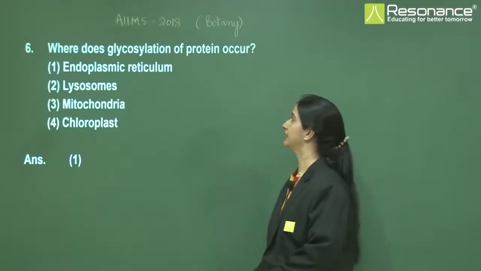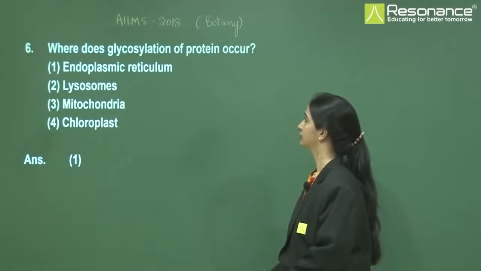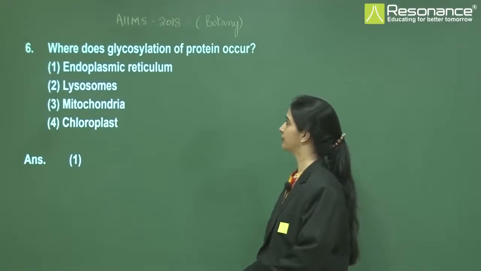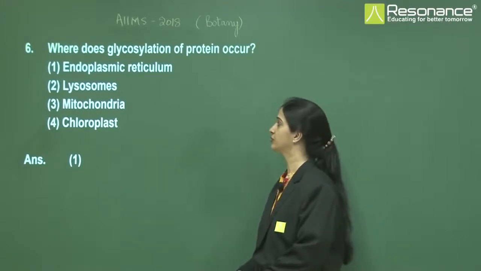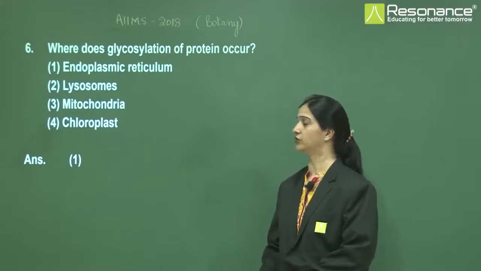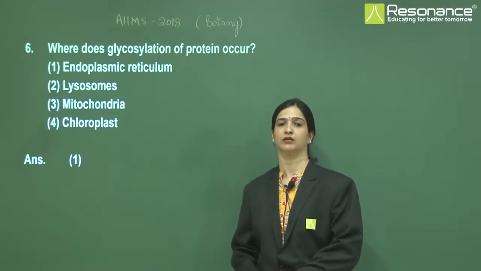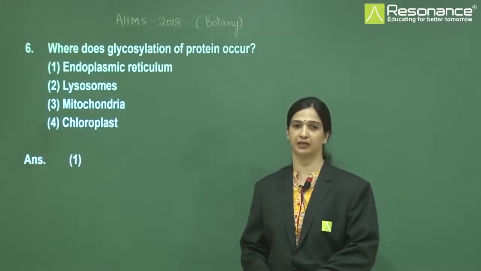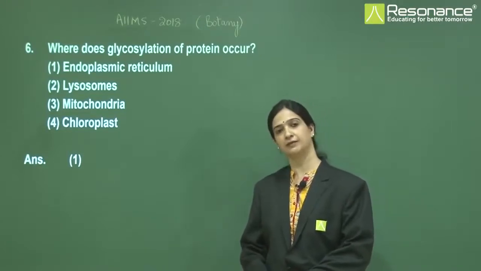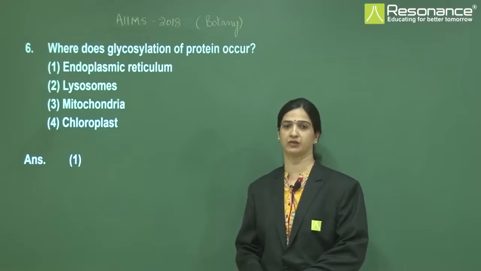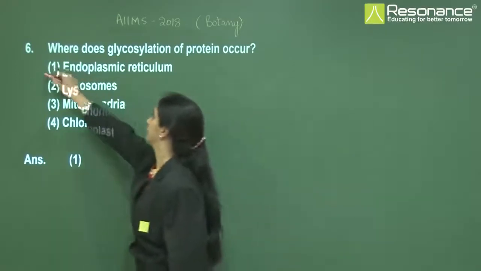Question number 6, where does glycosylation of protein occur? First option is endoplasmic reticulum, second lysosomes, third mitochondria, fourth is chloroplast. Glycosylation is the critical function of the biosynthetic secretory pathway which is held in the endoplasmic reticulum and Golgi apparatus. So here the correct answer is first.